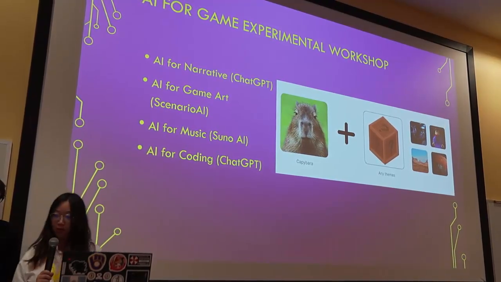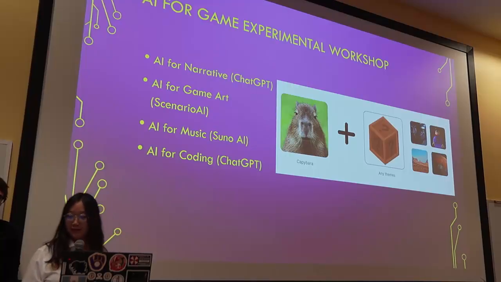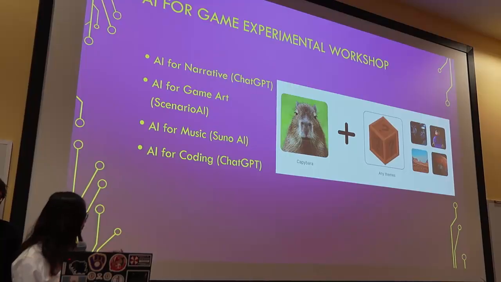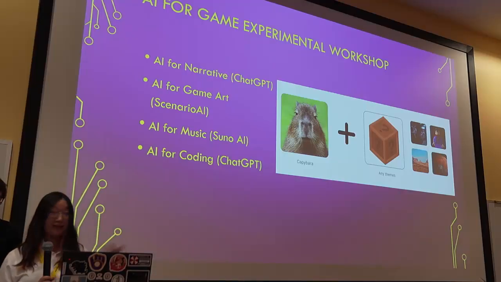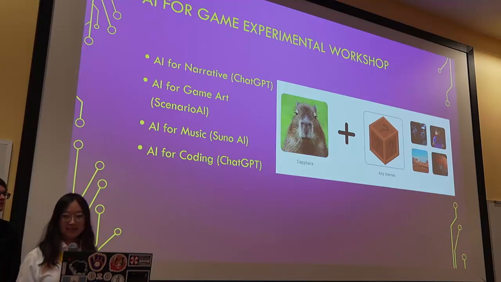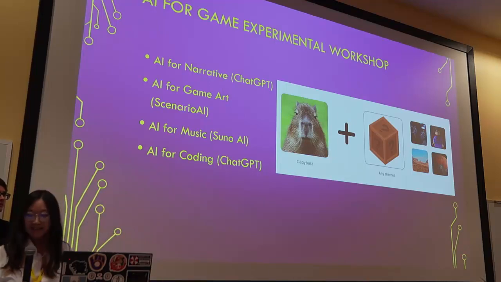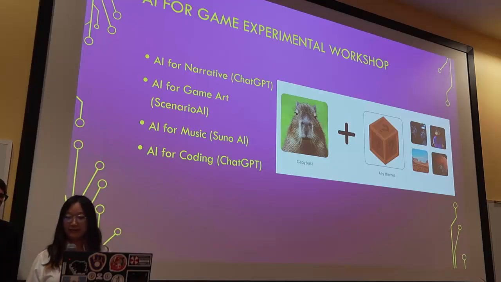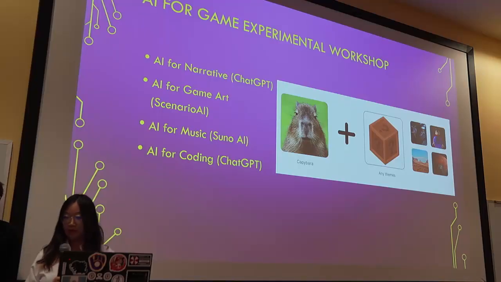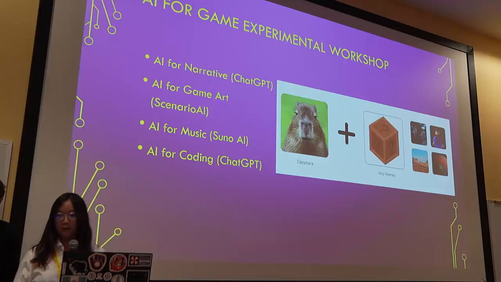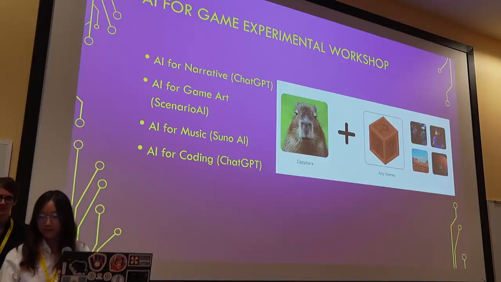In the workshop, we let our students make a very simple little game about capybara and anything they want, because at that time capybara was trending on the internet and just for fun, I think. And our workshop had 4 main activities: AI for narrative generation, game art, AI for music, and AI for coding. And each activity allows students to experiment with one AI tool.